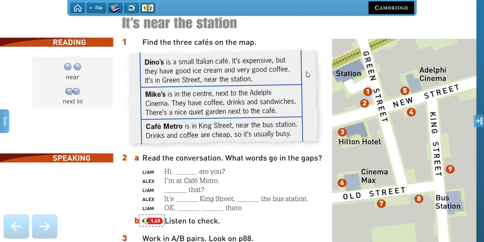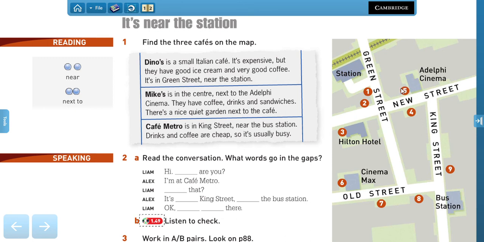Number 2, Mike's is in the center, next to the Adelphi Cinema. They have coffee, drinks, and sandwiches. There's a nice quiet garden next to the cafe. So that's fine. Adelphi Cinema and Mike's is next to the Adelphi Cinema. Over here, right? So it would be number 5. Yes? Are you following me?